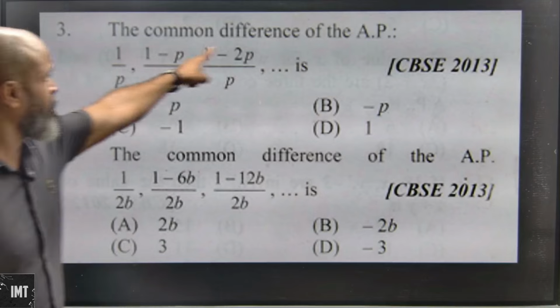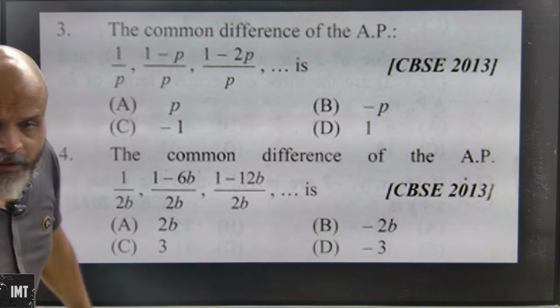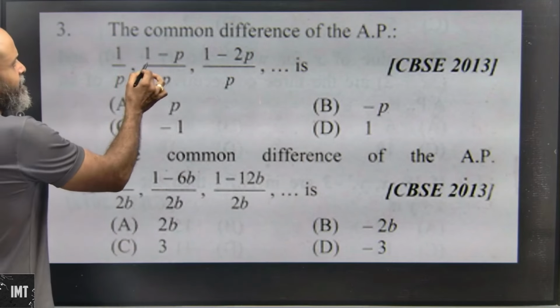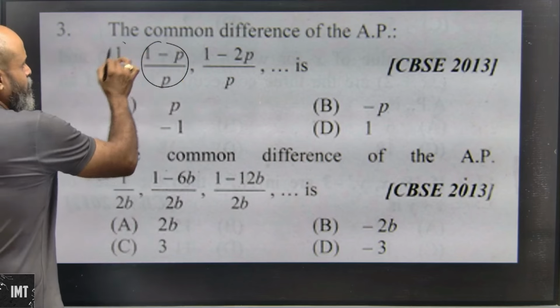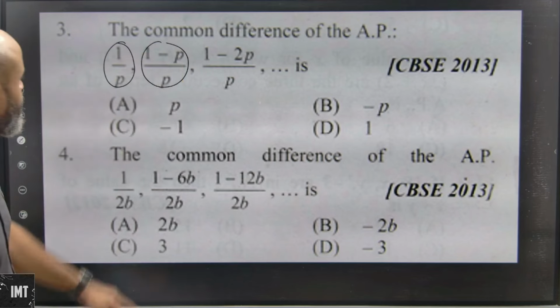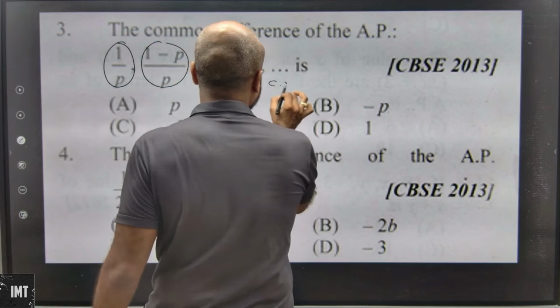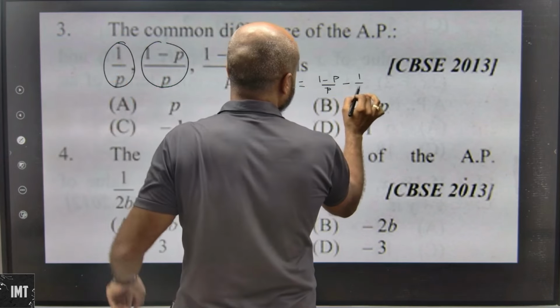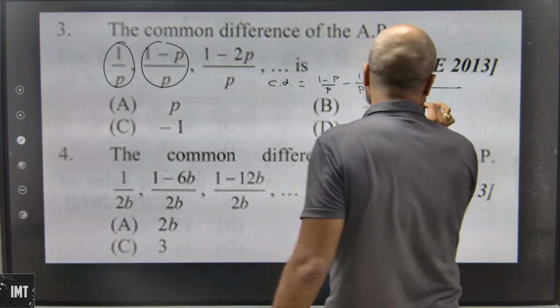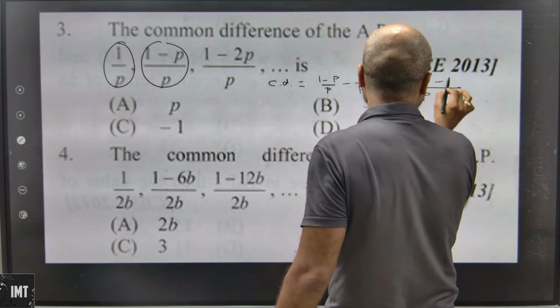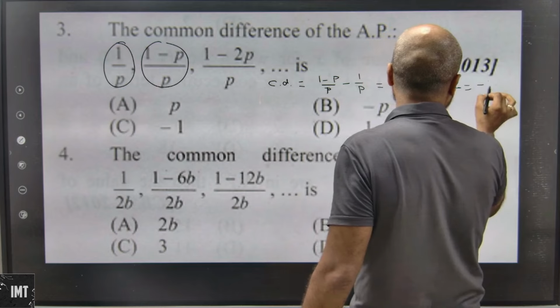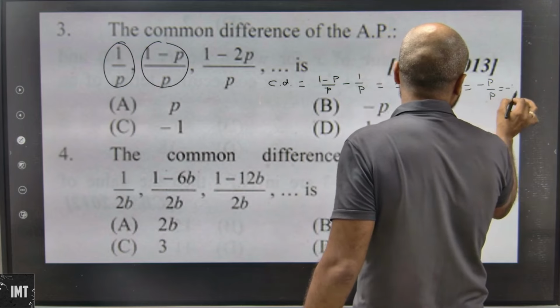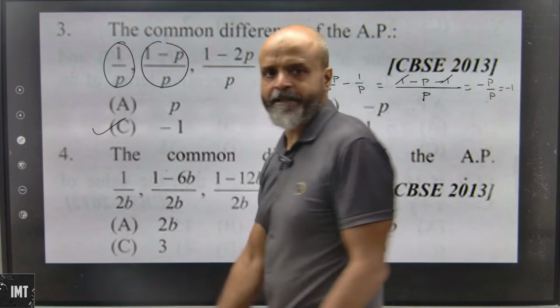The common difference of the AP. How do we calculate the common difference? You subtract any two consecutive terms. So here the common difference will be 1 minus P upon P minus 1 by P. So that is going to be how much? 1 minus P minus 1 over P. So this gives you minus P by P, that gives you minus 1. Straight away, this would be the answer.